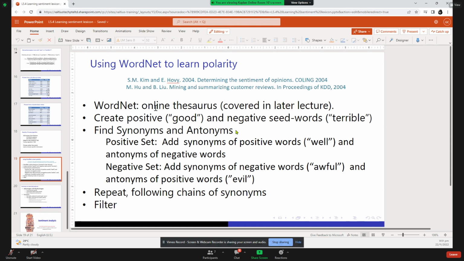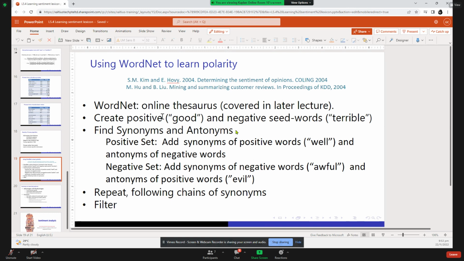Next, using WordNet to learn polarity. So WordNet is an online thesaurus which contains a lot of words, phrases and sentences, right? From this, we create positive and negative seed words, and again this was manually labeled. What WordNet polarity does is that there are a few sets of positive words and negative words. Okay, the set is expanding.